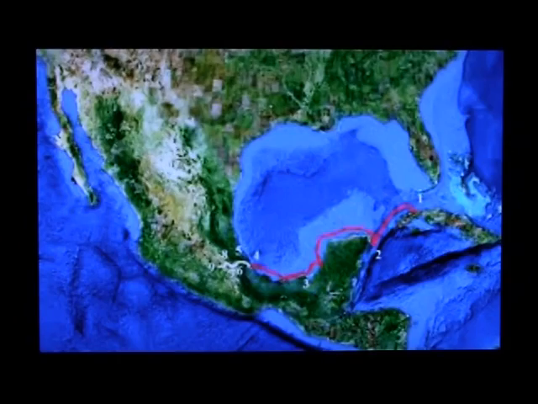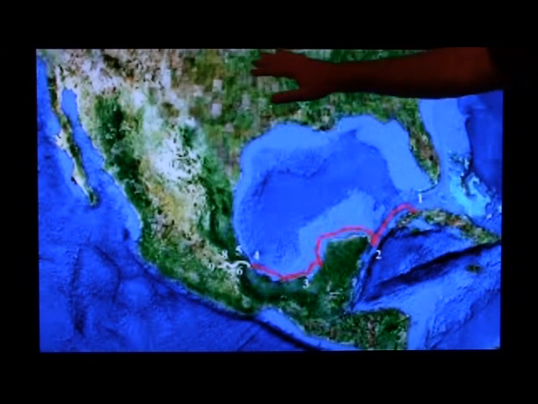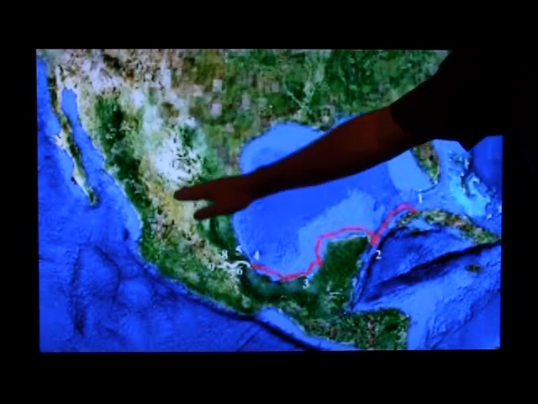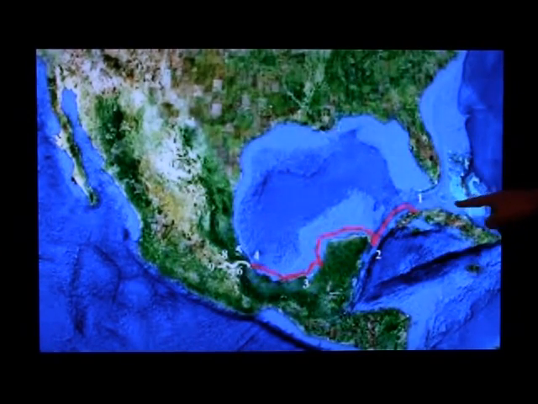But then history comes knocking, and he has the opportunity to lead an expedition from the island of Cuba over to the mainland, which is modern-day Mexico. This shows the route of Cortés's expedition. So you can see up here is the United States, here is Florida, here is Mexico, and here is the island of Cuba. This is where they started from.